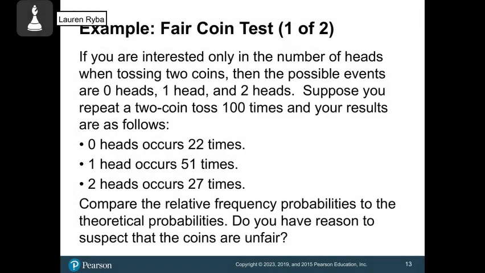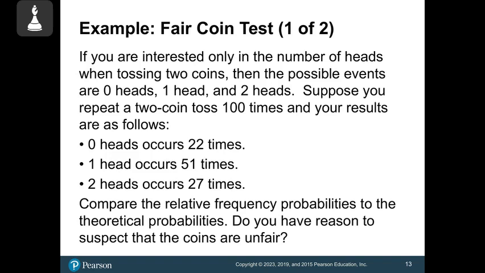For this problem, we are going to still work with coins, but our goal this time is to actually flip the coins. So we're going to flip 2 coins and we're going to mark down, did we get no heads, 1 head, or 2 heads? And then we want to evaluate their probabilities. Do they look close enough to the theoretical, what we would expect to happen? So we're going to flip 2 coins 100 times, and this is what happens.